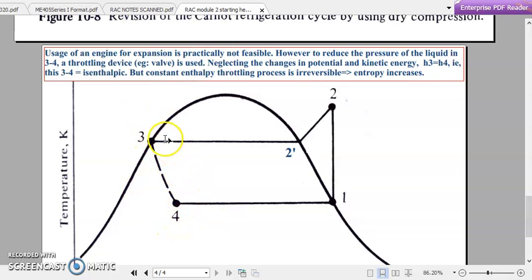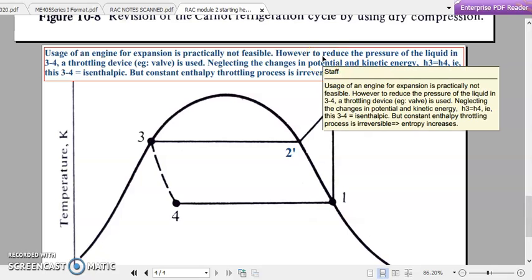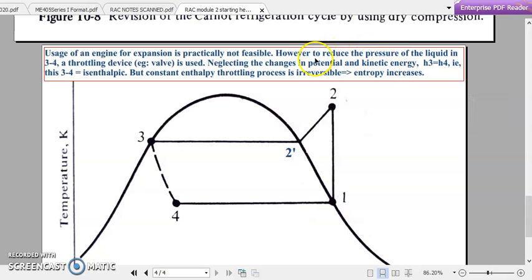Also, for the compressor working during 1 to 2, only a very small amount of the compressor work can be supplied by this expansion engine. So we are trying to avoid, or we are trying to search for alternatives other than using an engine exclusively for an expansion process. But however, with all this, we still need to reduce the pressure of the liquid in the 3 to 4 process.